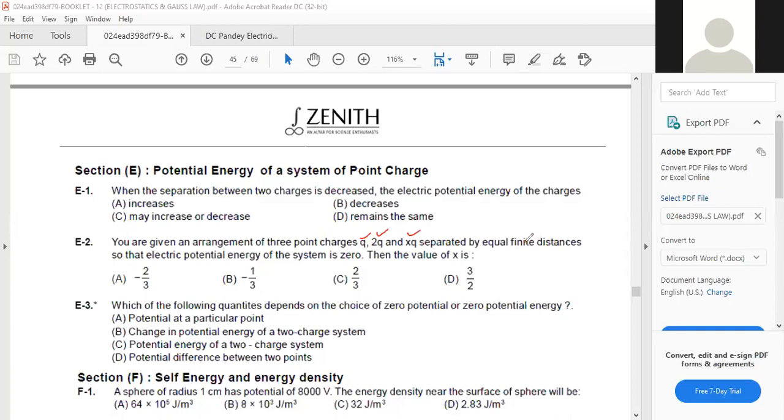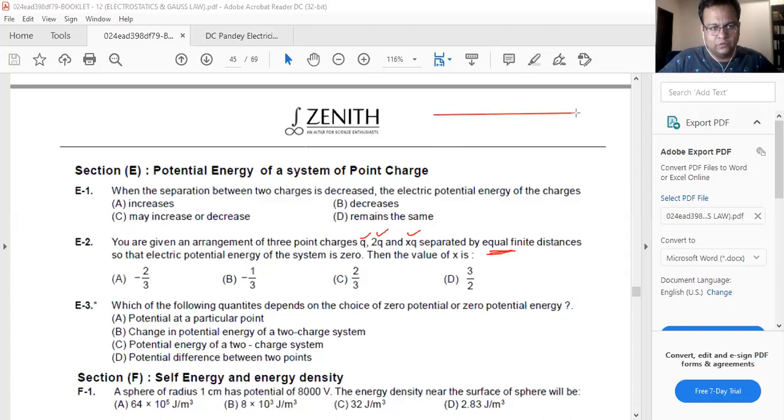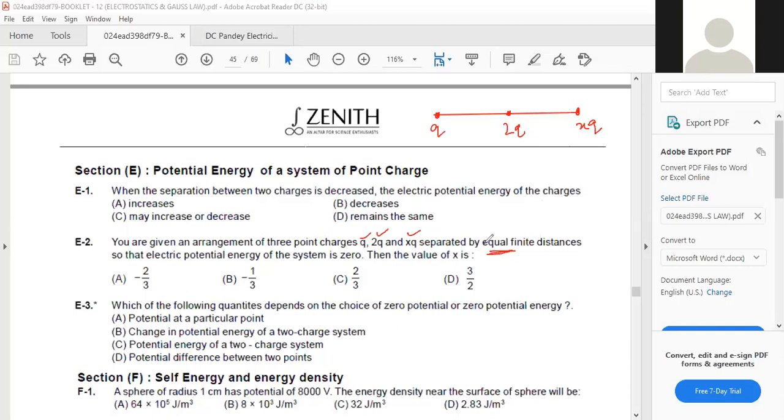Three charges are given: Q, 2Q and XQ, and they are placed at equal finite distances, so that the electrical potential energy of the system is zero. Electrical potential energy of the system is zero. Is it placed like this? Q, 2Q and XQ. Yes or no? Yes, sir. They are separated by equal finite distances so that the electric potential energy is zero.